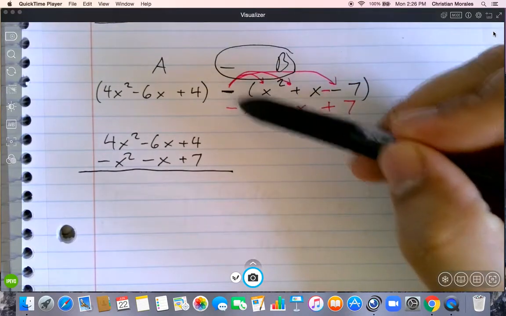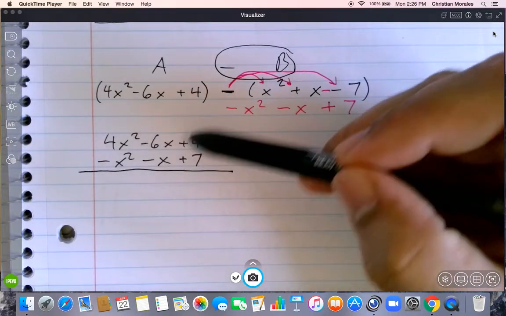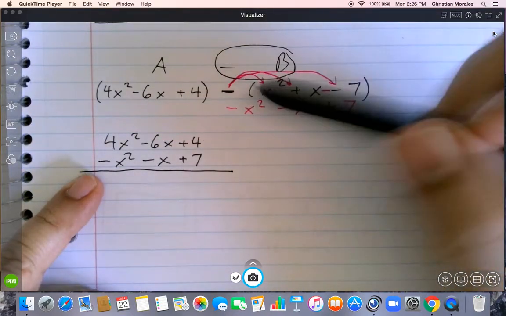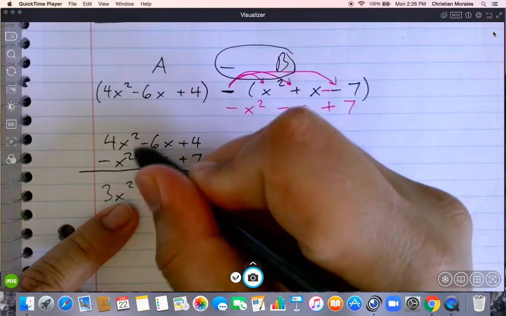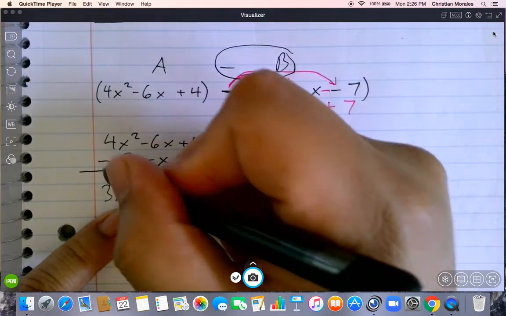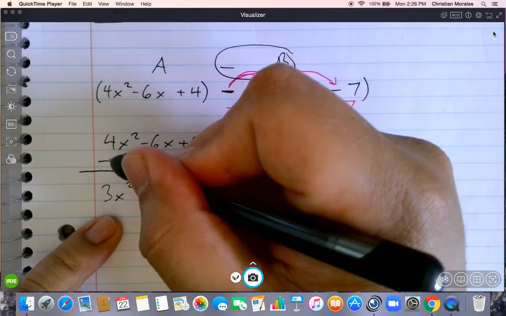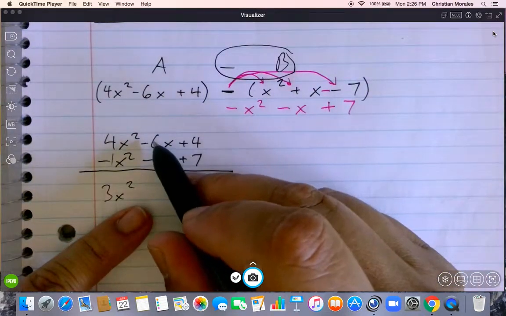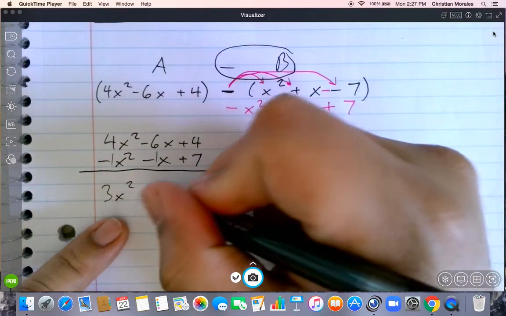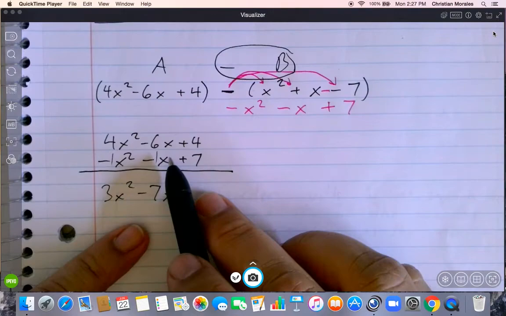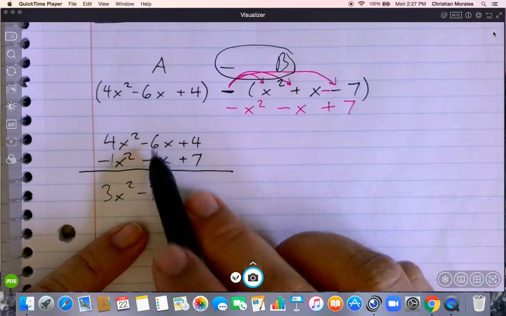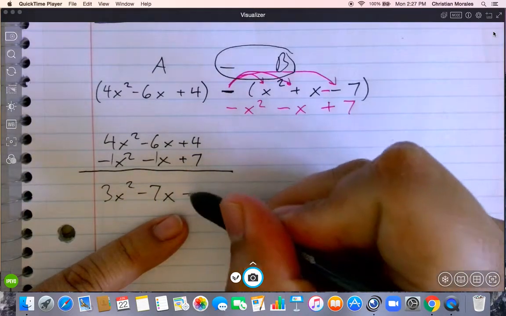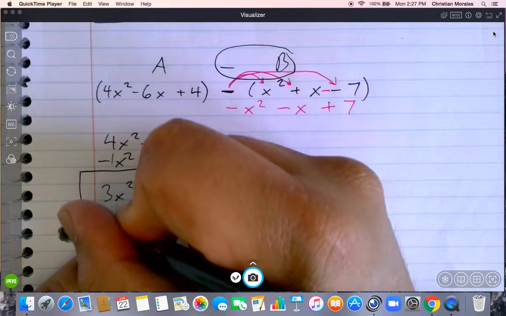Now, because you distributed the negative sign, all you do is combine exactly the way they are. Just exactly the way they are. This is now treated as a minus. So 4x squared minus x squared, 3x squared. You're still not going to change the exponents. It's only the numbers. And this is 4x minus 1x. So 4x squared minus 1x squared, 3x squared. Minus 6x minus x, negative 7x. Yep. When you're subtracting from a negative, it only gets bigger. A bigger negative. Plus 4 plus 7. And here is our answer.